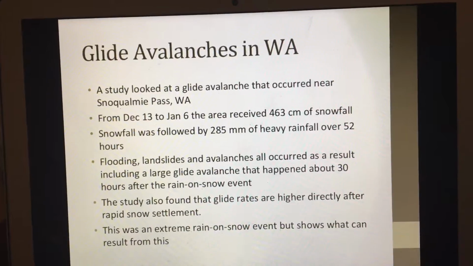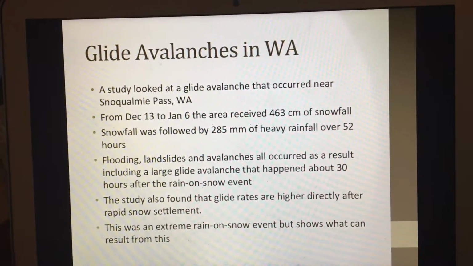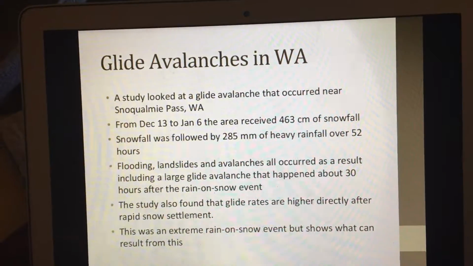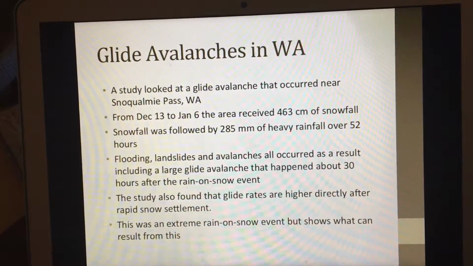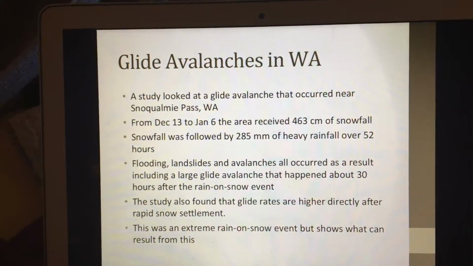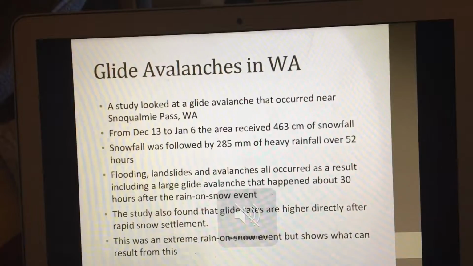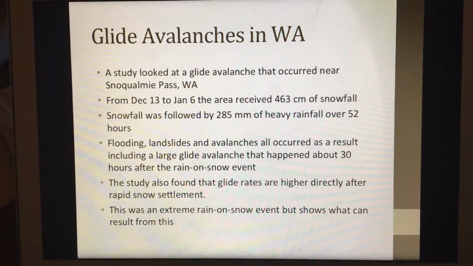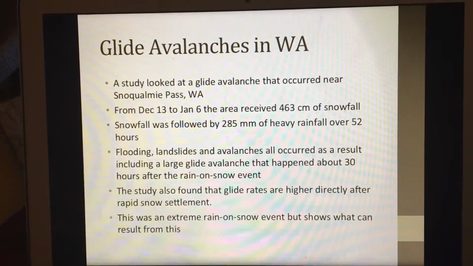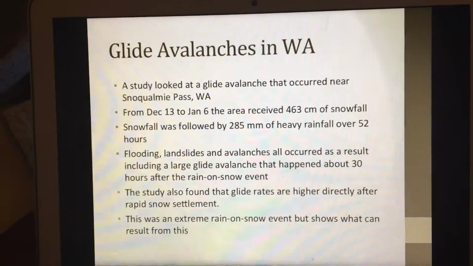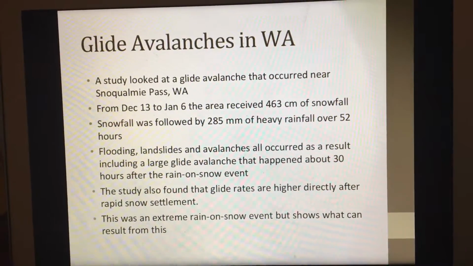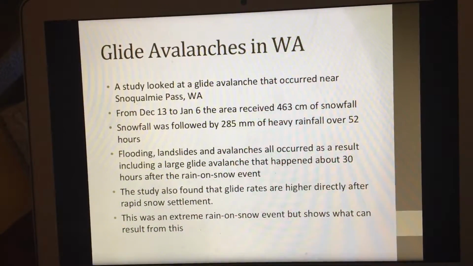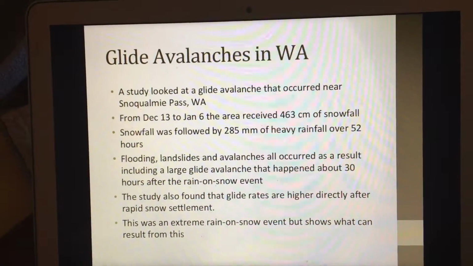So a study looked at a certain glide avalanche that occurred near Snoqualmie Pass in Washington because it was caused by a rain on snow event. From December 13th to January 6th, the area received 463 centimeters of snowfall. And then directly after the snowfall, they received 285 millimeters of heavy rainfall over 52 hours. Flooding, landslides, and avalanches all occurred as a result, including a large glide avalanche that happened about 30 hours after the rain on snow event and about 8 hours after the peak of the rain. The study also found that glide rates are higher directly after rapid snow settlement, meaning after a very large storm. And this happens to be a really extreme example of a rain on snow event, but it shows what can result from these conditions and why it's so dangerous.